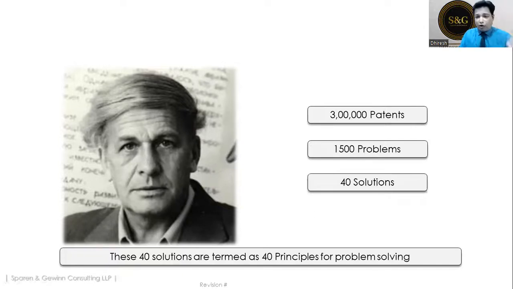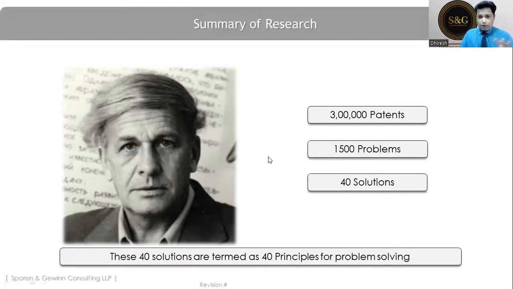40 principles of solving the problem. So these 40 solutions are termed as the 40 principles of problem solving in TRIZ. Okay, so we are going to go to that. This is just a quick summary of why it was not really used, even though it is a very powerful methodology of solving the problem. It is seldom used in a lot of Western countries, because earlier it was in Russian language, converted to English language, and then very limited people basically follow this. So now we are going to understand what it is.